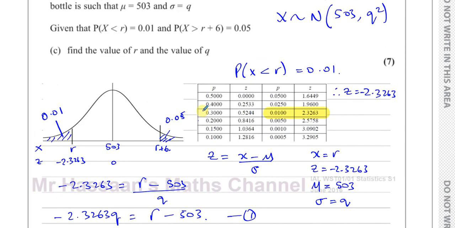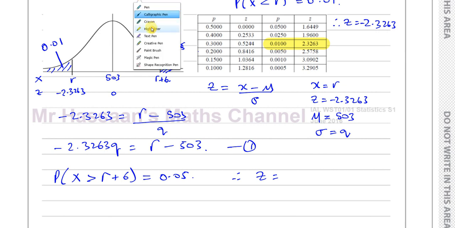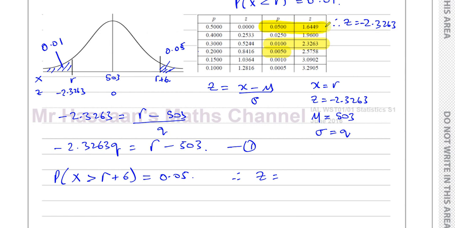Okay, let me just make sure I've written that correctly. Yep. Okay, so now I can use the table to find the corresponding Z value for this, because I know the area to the right of this is 0.05. So if I look for 0.05, it's up here, sorry. This one, 1.6449. So Z is equal to 1.6449, and it's positive now, because the area to the right of it is 0.05, so there's a small area to the right of it. That's the value of Z for this second situation.